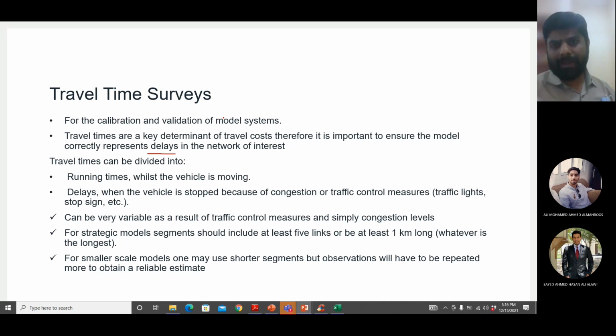I think they are saying whichever is longer. So obviously 5 links will be longer than 1 kilometer, right? So they are saying take travel time for at least 5 links together for a strategic model, because now you are dealing with the entire network. For smaller scale models, if you are just calculating travel time for one highway or one segment or one area, then you can use shorter segments as well.